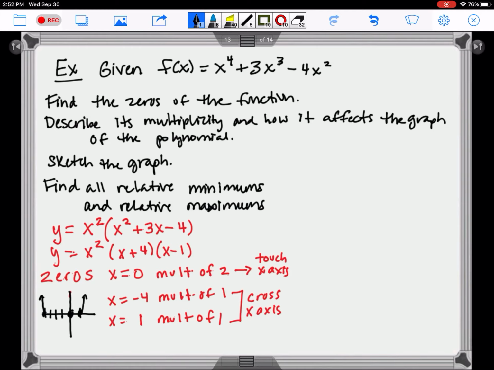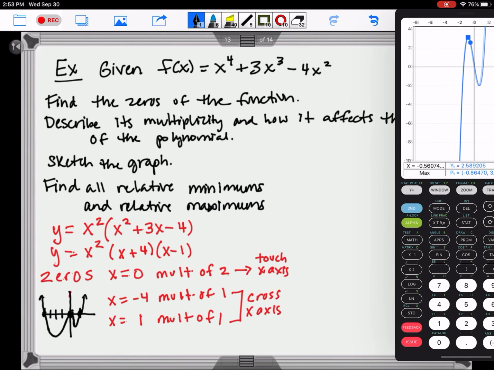So at negative 4, it's going to cross and look linear. Well, then that means it's got to come down, turn. It's going to act like a parabola, and then it's going to act linear. That's a possible graph. Just the shape of the graph. It doesn't give me the exact graph. It just gives me the shape of the graph.